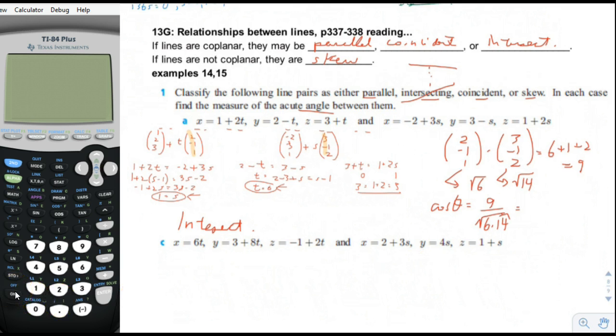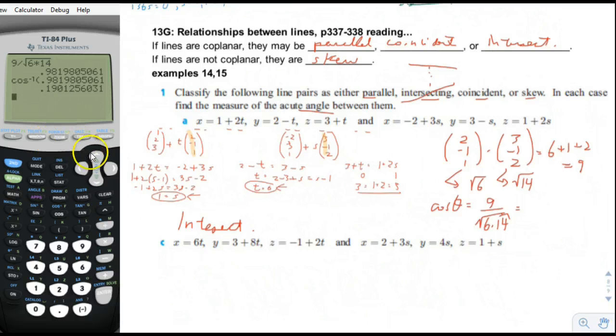We're going to find 9 divided by root 6 times 14, which is equal to 0.91982. And what's the inverse cosine of that? That would be our theta. It's 0.19. And let me just make sure I'm in degree mode here. And I'm not. I think it's easier in degrees. It means more to us.